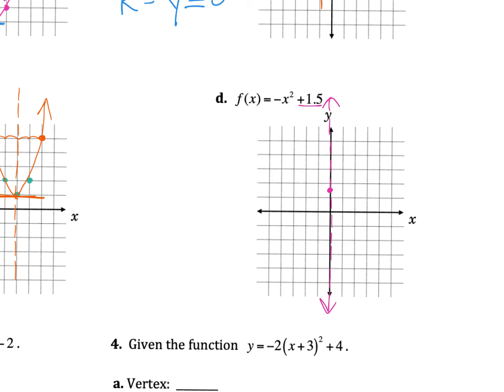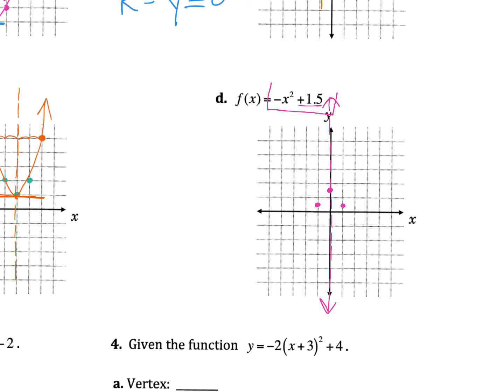What is your A term? Negative 1, which means this one opens down. So from that point, you're going to go down 1 to the right one and down 1 to the left one. So what's a good number to plug in? 2 or negative 2, either one. Positives usually go over a little better.